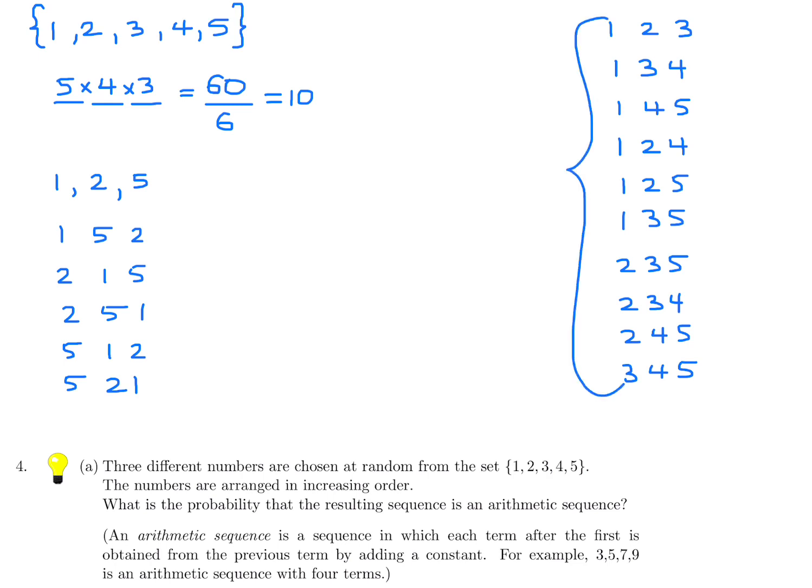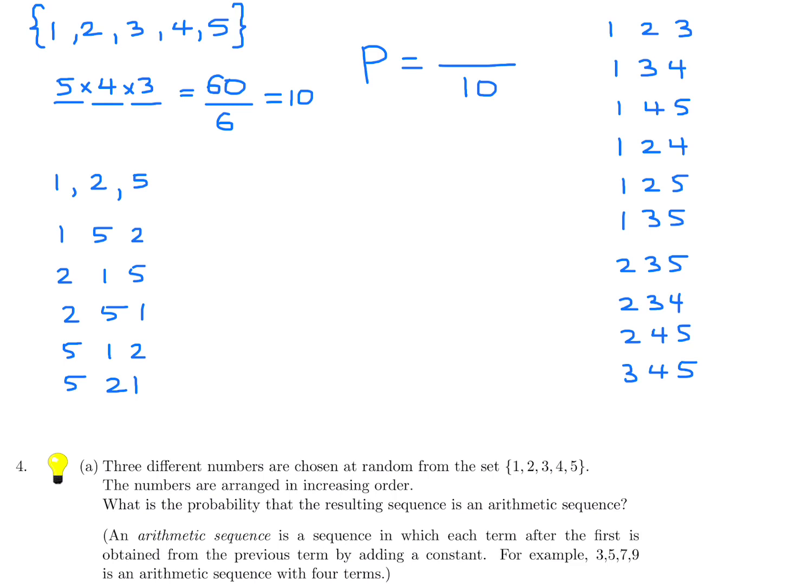So now that we have 10, we know for sure that the probability is going to be something over 10, because the denominator in a probability question is always the total number, and our total number is 10. But the numerator is going to be how many of these 10 match our specific condition. And in this question, the specific condition is that the numbers have to create an arithmetic sequence.